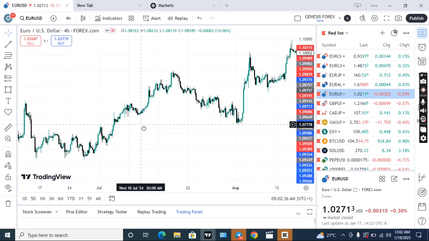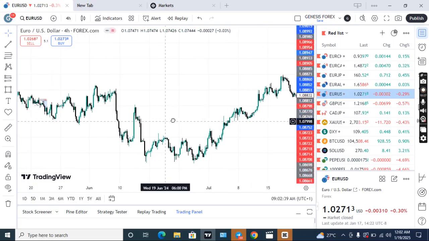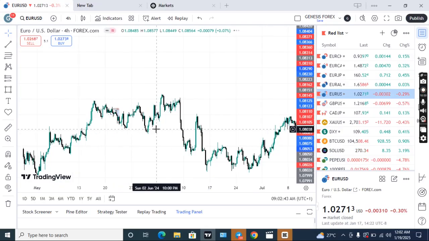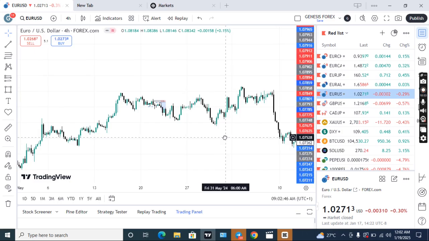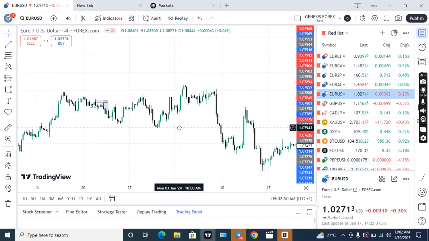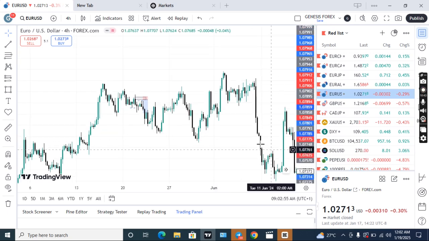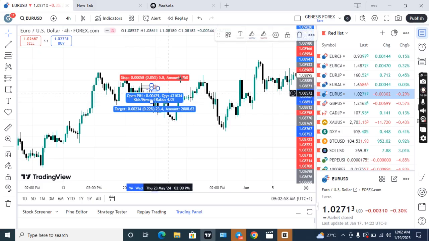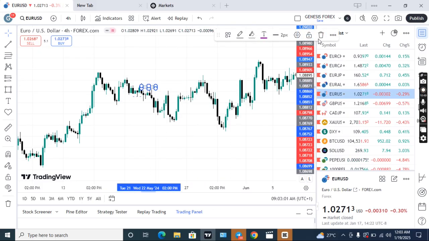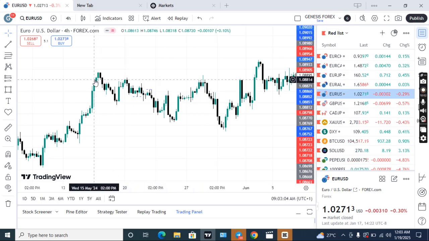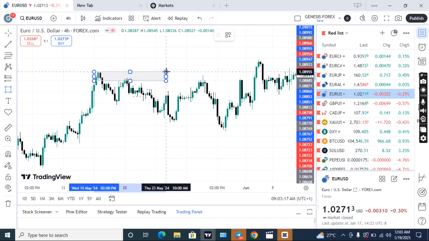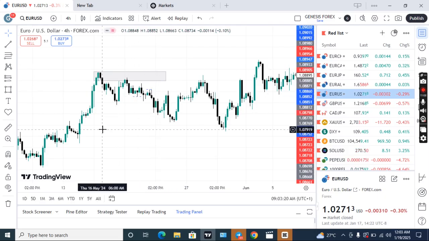Okay, so let's look at more examples of using order blocks. Alright, so we have this part. We have this order block here. The goal of this video is to let us know how to plot an order block, which we've done in the past, and the difference between a mitigated order block and an unmitigated order block.